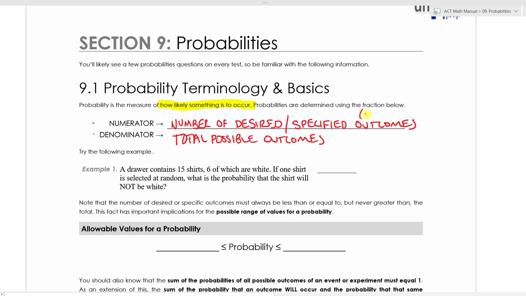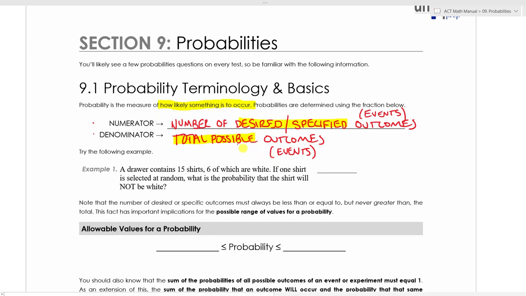And you might want to put in parentheses underneath or above and underneath outcomes, you might want to write events. Sometimes we will refer to things that happen as events, sometimes as outcomes. That's what the probability fraction is. It is the number of desired or specified outcomes or events, so desired, specified in the numerator, and the total possible outcomes or events in the denominator.